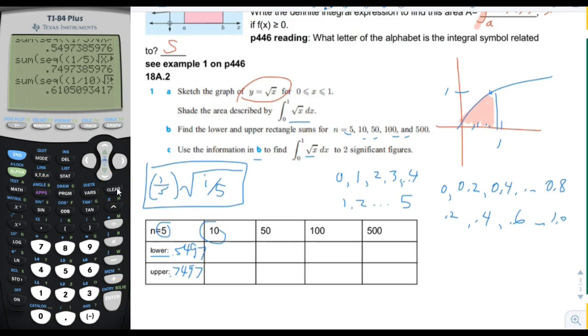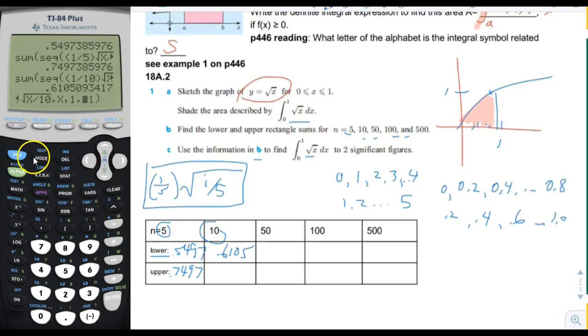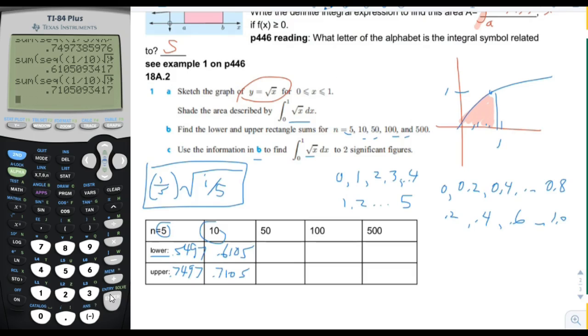It's going to be 0.6105. And then we're going to do the upper, which will be counting from 1 through 10. That gives 0.7105. We're converging on a value here, somewhere between 0.6 and 0.7.